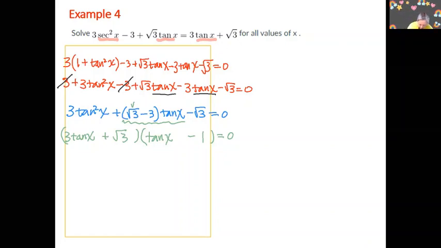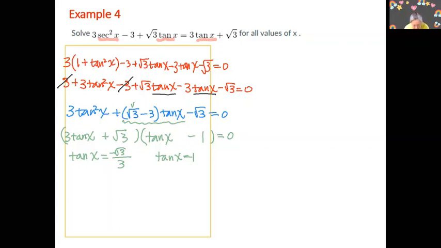So then let's solve it. Here, first one, subtract radical 3 from both sides and divide by 3, and then it will be tangent x equals negative radical 3 over 3. Then the second one is easy. Tangent x is positive 1.